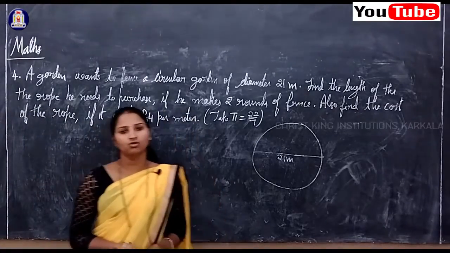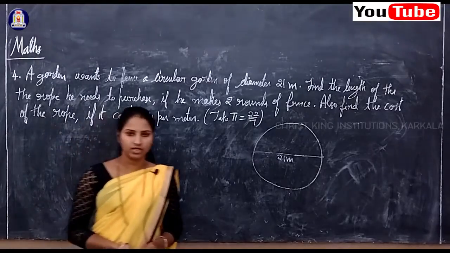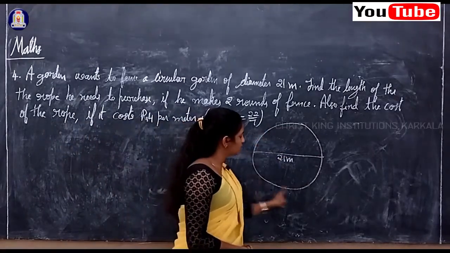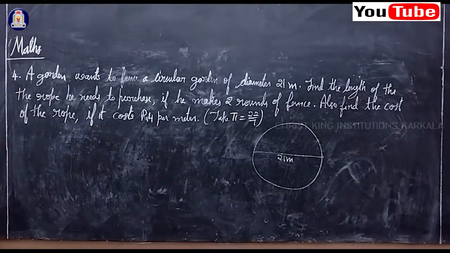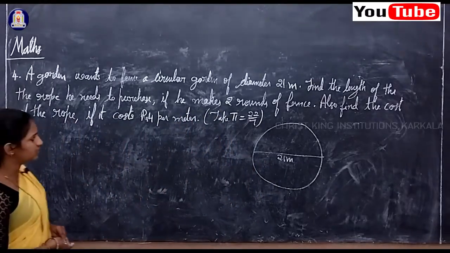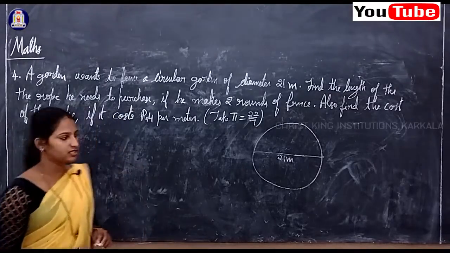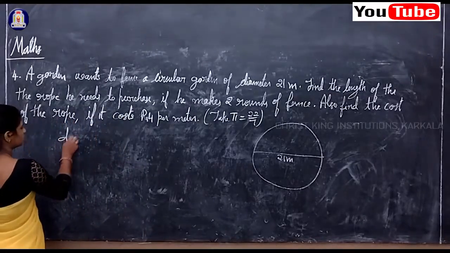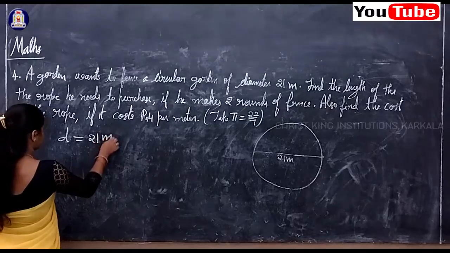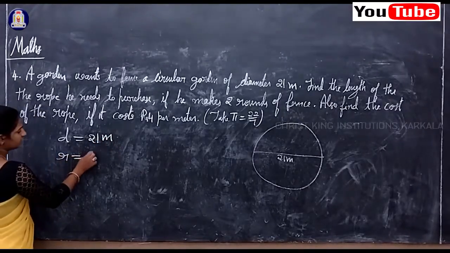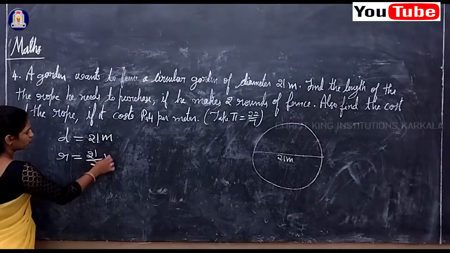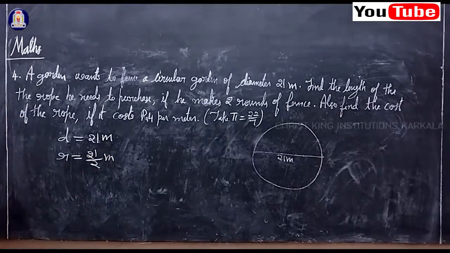So first we must know what is the perimeter of that circular garden. What is the length of this garden, the perimeter of the garden. First we'll see: we want to fence a circular garden whose diameter is given. Diameter is 21 meter. If diameter is 21 meter, what is the radius? Radius is 21 divided by 2 meter. So this is the radius of the circular garden.